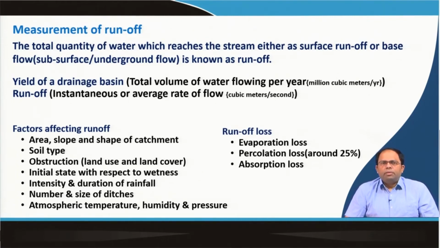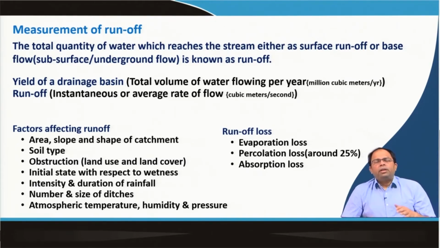Then the soil type: depending on what kind of soil, the infiltration will be determined. Then obstructions, that is the land use and land cover over there. So, depending on that we also determine runoff. Then the initial state with respect to wetness. That means if the area is already receiving a lot of rainfall and a new rainfall event happens, not too much water will be able to infiltrate, because the pores in the soil are already filled with water, so infiltration should be low, right?